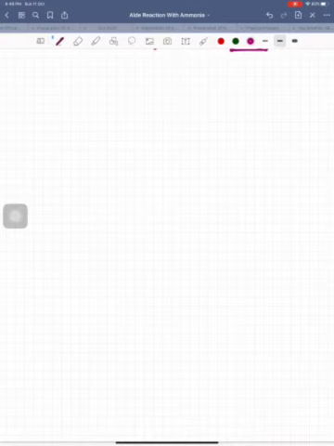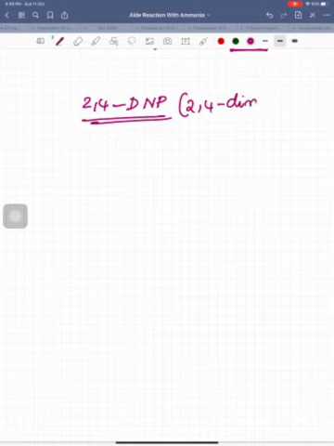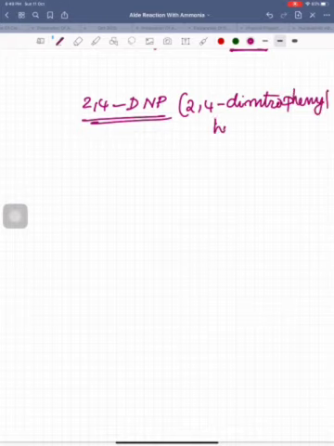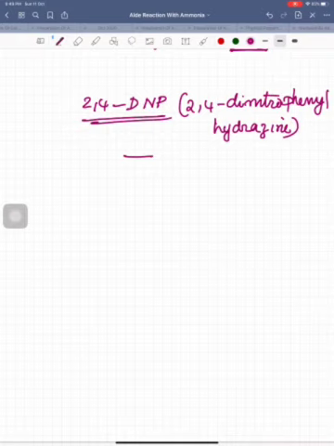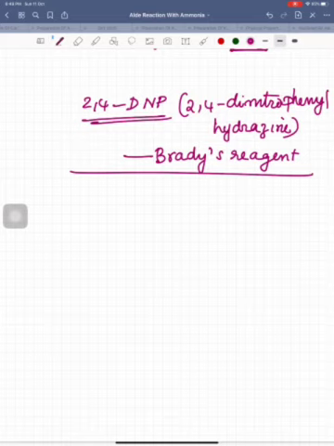It is normally in the exams that 2,4-dinitrophenyl hydrazine is mentioned like that. Likewise, in your question paper the question will be coming. Sometimes it will be given in such a bigger explanation. 2,4-dinitrophenyl hydrazine is said to be one of the reagents also. One common reagent name for this particular chemical is Brady's reagent. Brady's reagent is 2,4-dinitrophenyl hydrazine.